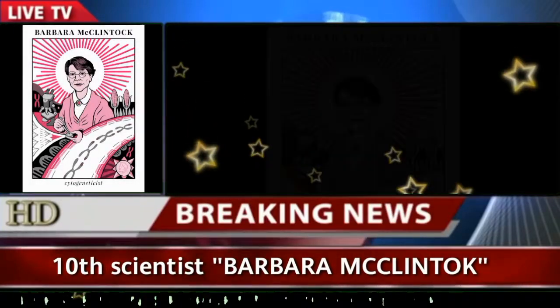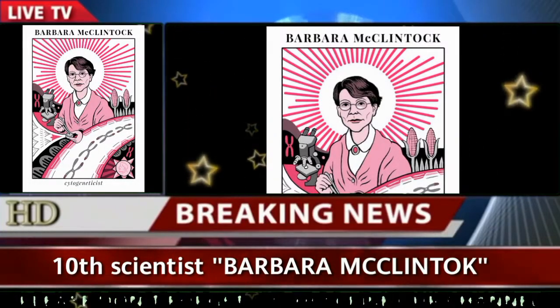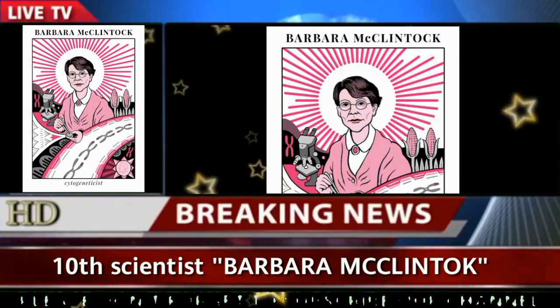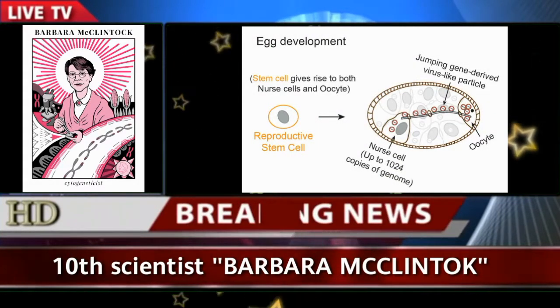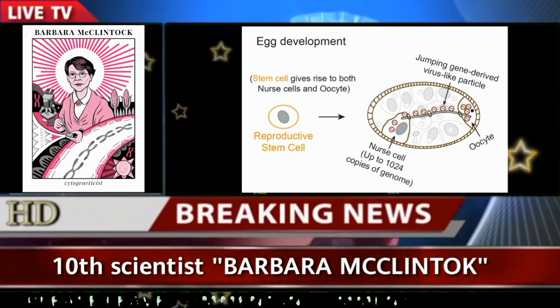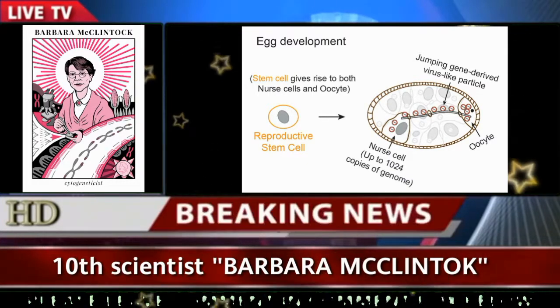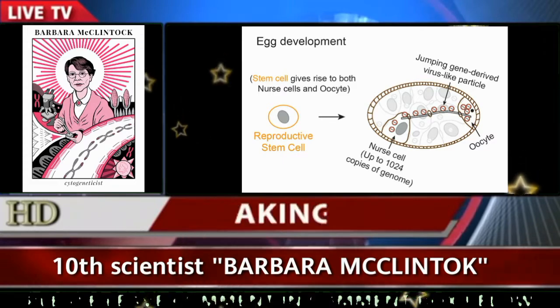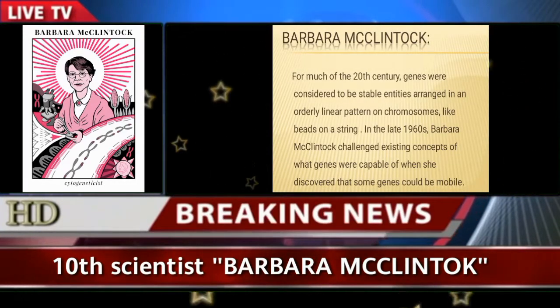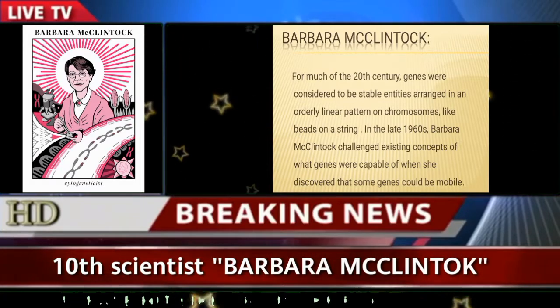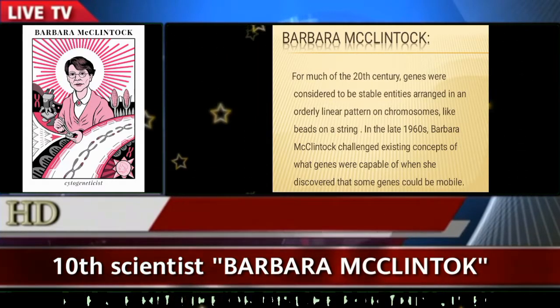Barbara McClintock. For much of the 20th century, genes were considered to be stable entities arranged in an orderly linear pattern on chromosomes, like beads on a string. In the late 1960s, Barbara McClintock challenged existing concepts of what genes were capable of when she discovered that some genes could be mobile. Her studies of chromosome breakage in maize led her to discover a chromosome-breaking locus that could change its position within a chromosome.